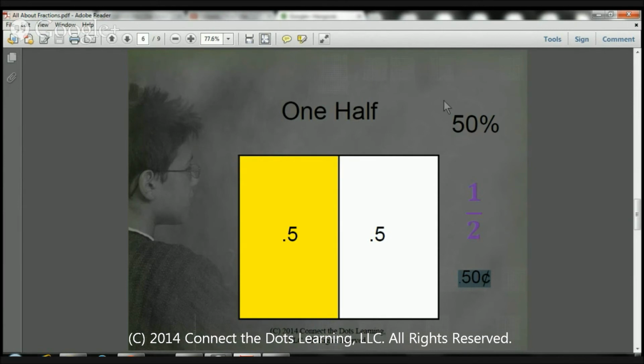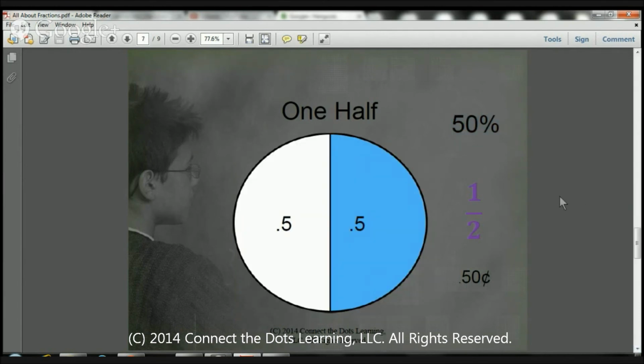And in terms of its decimal written format, it's 0.5, and 0.5 is actually 0.50, but we don't necessarily need the 0. That decimal is equivalent to a half. Now, in terms of the percentage, 1/2 equals 50%. 50%, boys and girls.